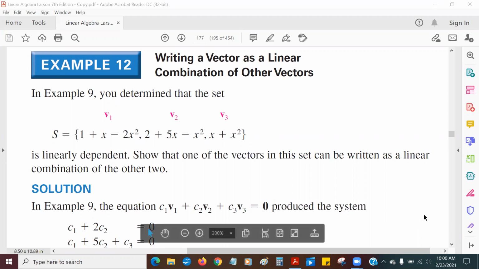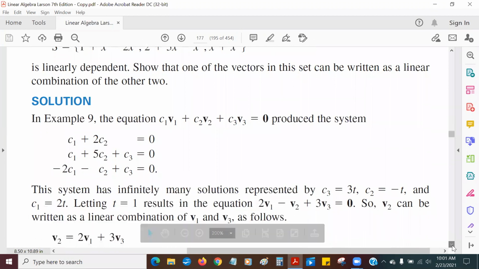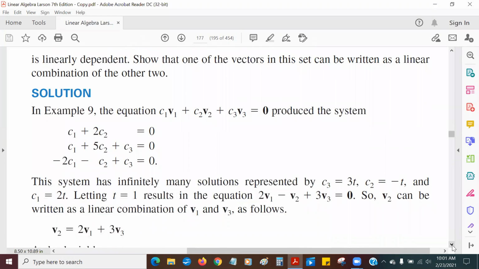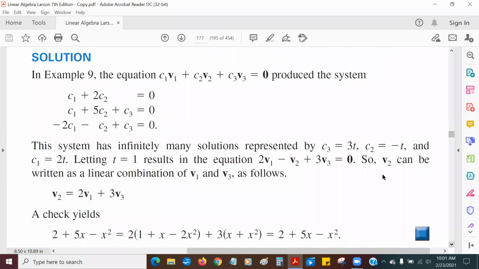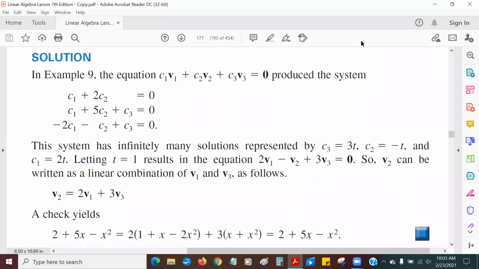When we did this problem in the last video, we had C1 V1 plus C2 V2 plus C3 V3 equals 0, and we got this system of equations. And we showed through our magic that it has infinite solutions.